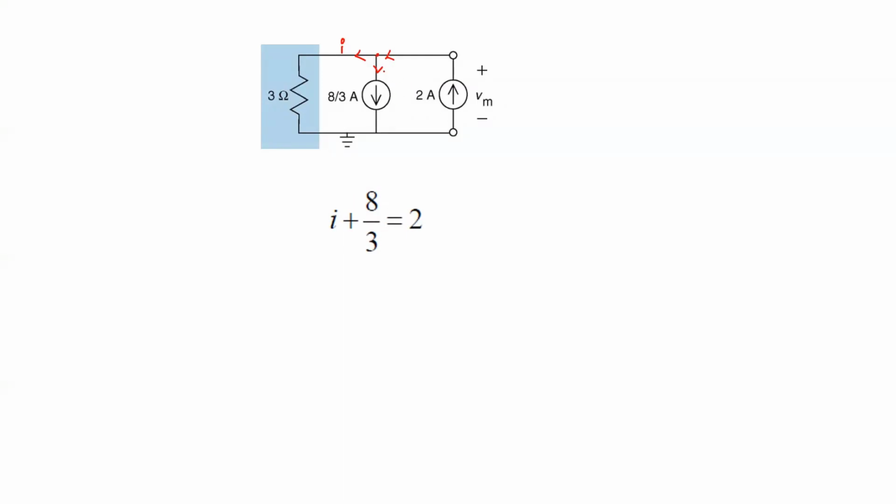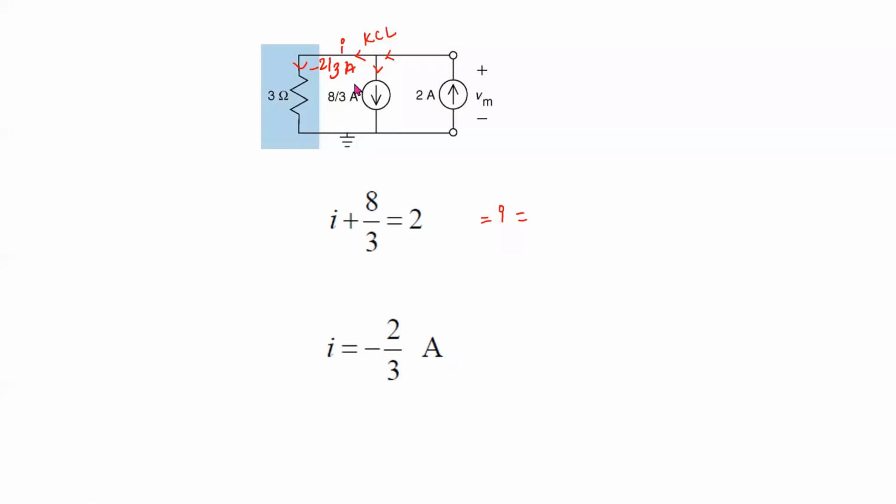Hopefully you have understood this. Let us apply KCL at this point. The incoming current is 2 amps. The outgoing currents are this current, which I have assumed as I, and this current, 8 by 3. Then can we calculate the current I? I equals 2 minus 8 by 3, which gives minus 2 by 3. So minus 2 by 3 current is flowing here.